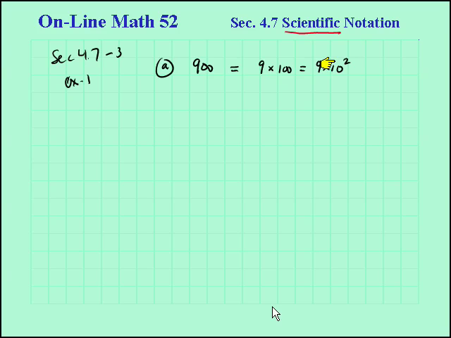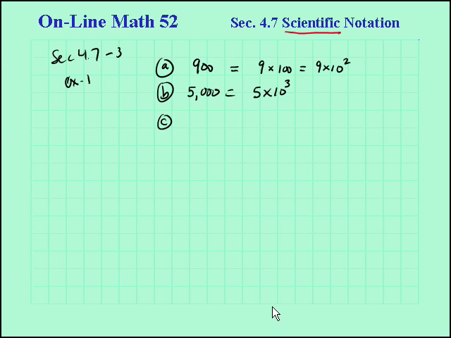What makes this so simple is that the power of 10, 2, indicates the number of zeros in the number that we have here. So if there are 2 zeros, it'll be 10 squared. Likewise, with a number such as 5,000, we can express that as 5 times 10 to the third power. That's right, 3 zeros, third power.